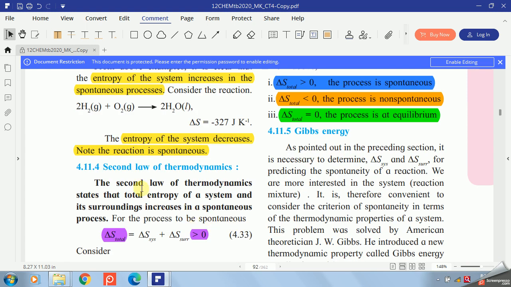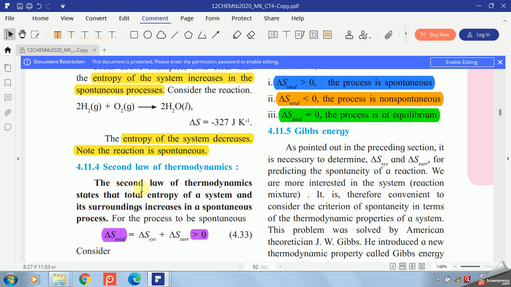What is the second law of thermodynamics? It states that total entropy of a system and its surroundings increases in case of a spontaneous process. So delta S total is equal to delta S system plus delta S surrounding, which is always greater than 0. Total entropy of system and its surrounding increases in case of spontaneous process.